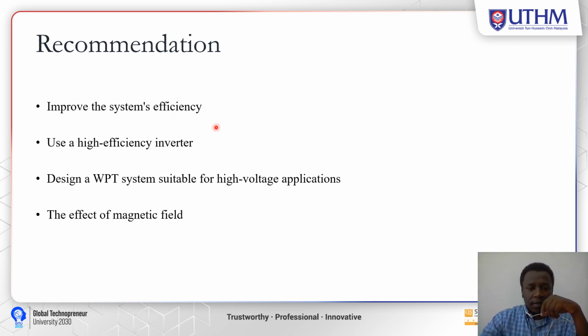So these are a few basic recommendations for the system. First one is to improve the system efficiency. The efficiency is always the main issue for wireless power transfer, and use a high efficiency inverter. Sometimes the switches used in the inverter might have an effect, so better switches are needed for high efficiency of the inverter. And also design wireless power transfer suitable for high voltage applications. Just now we designed for low voltage. And the effect of the magnetic field is also a very important factor to be considered.